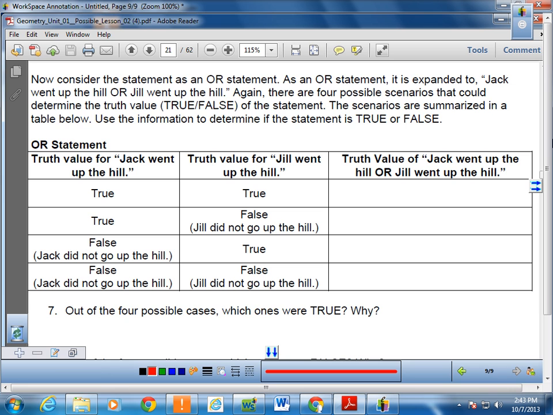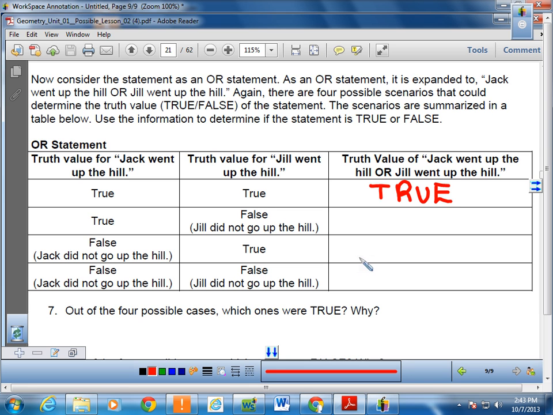So this time we're seeing if Jack or Jill went up the hill. All right, our first statement. Jack went up the hill, Jill went up the hill. Did Jack or Jill go up the hill? Yes. This will be true.